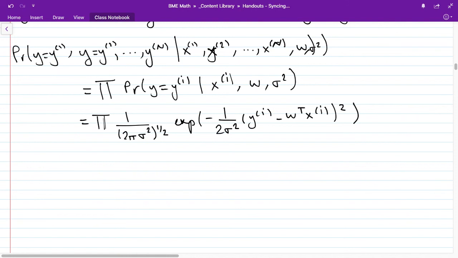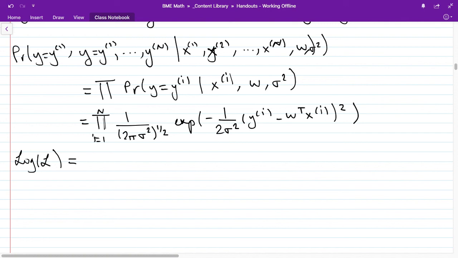Okay, so we want to maximize this quantity. We want to find the sigma, which is unknown, and the w, which is unknown, that maximizes this quantity for our n data points. So what we do is that we find the log of our likelihood. Why can I maximize the log of the likelihood, not just the likelihood? Well, because log is an increasing function. So if you maximize the log, you're also maximizing the likelihood. All right, so we want to find the log of this quantity.